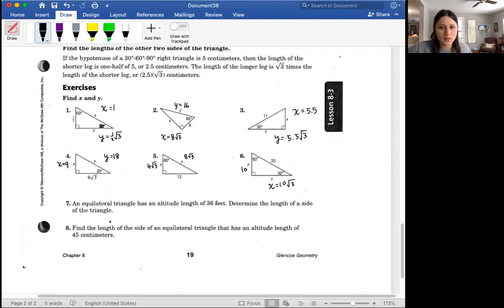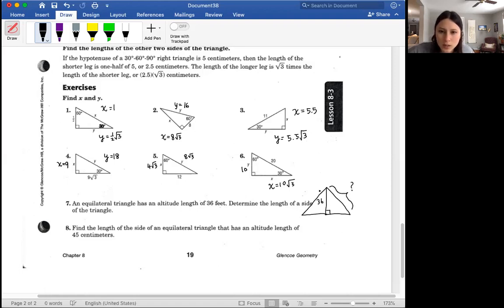Okay, let's look at these last two problems here, 7 and 8. An equilateral triangle has an altitude length of 36 feet. So we also can call this the altitude, right? So they're saying this is 36. An equilateral triangle. So this is our equilateral triangle. I'm going to draw that. Determine the length of a side of the triangle. So we're saying, what would be one of our sides?